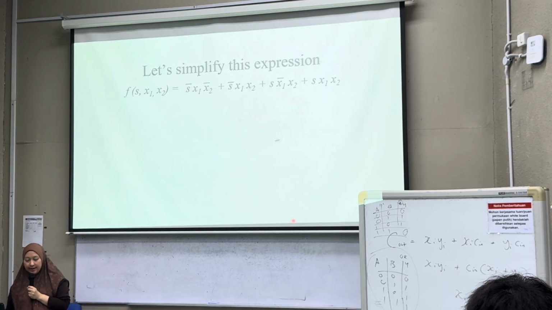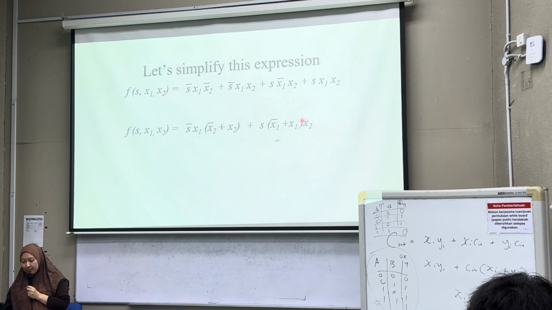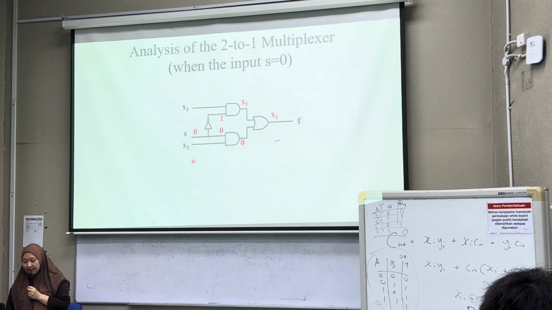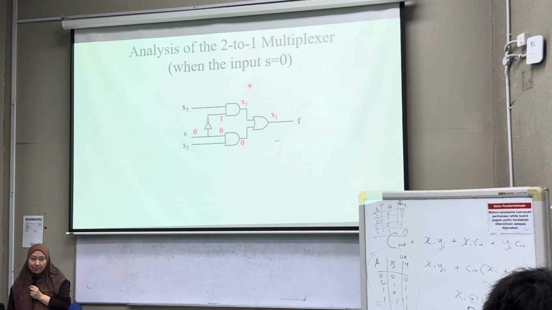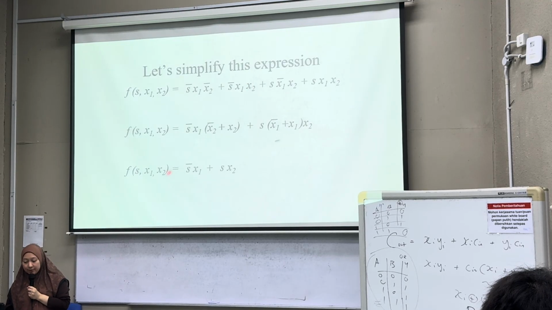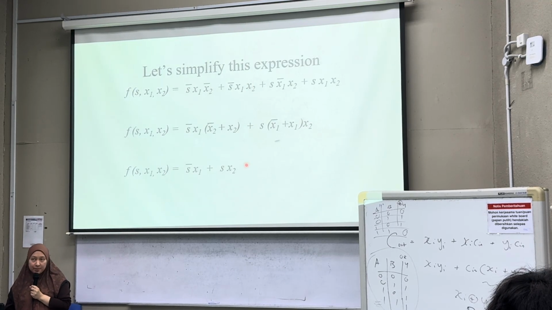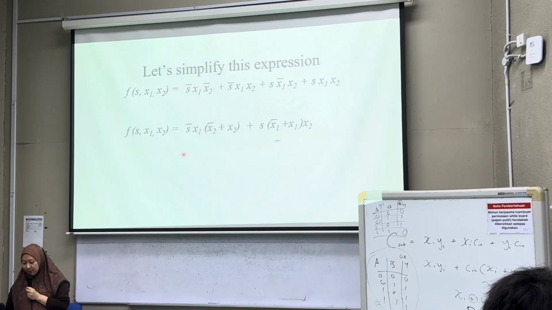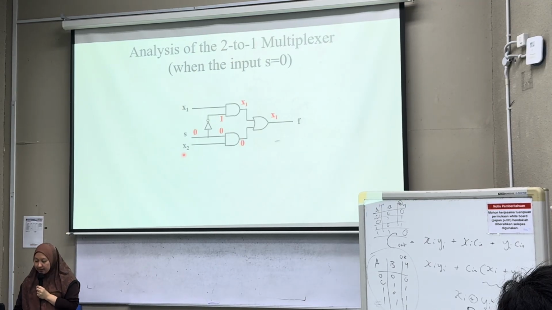You can simplify it using your Boolean laws, and you have your simplest expression there. From here, that's how you can get your circuit. I'm not going to go through that; I'm sure you know how to. From an SOP expression, you can find your circuit. Now let's look at the analysis.